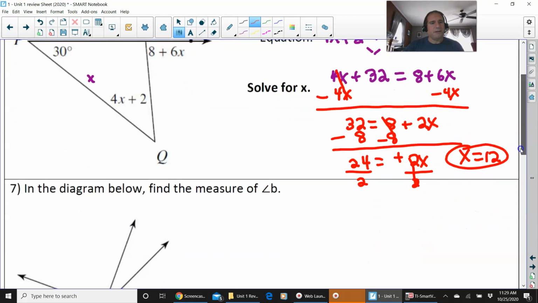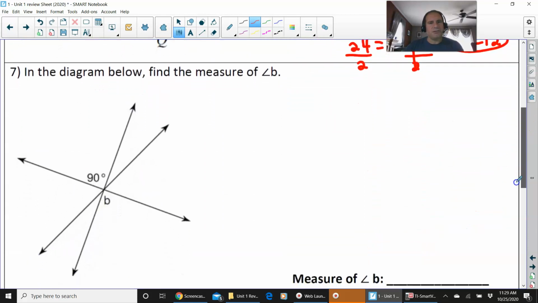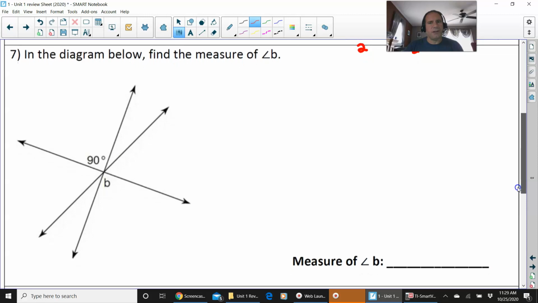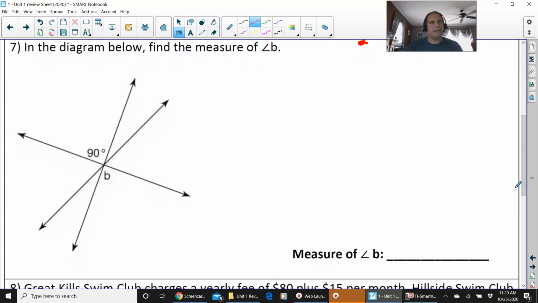All right. Go ahead, try quickly to find the measure of angle B. Angle B is right here. I'll wait right now. 1, 2, 3, 4, 5, 6, 7, 8, 9, 10. Yes, that's it. You should be finished.